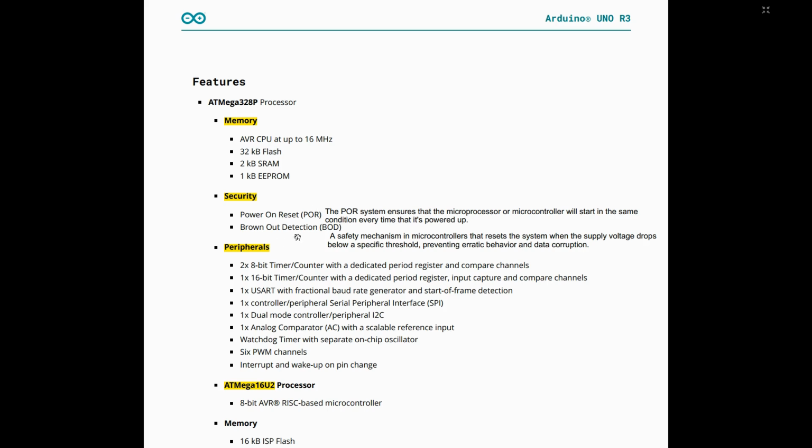The next feature is brownout detection. Whenever you have a low voltage supply on the microcontroller, it will reset the system. So both of these features are very important.